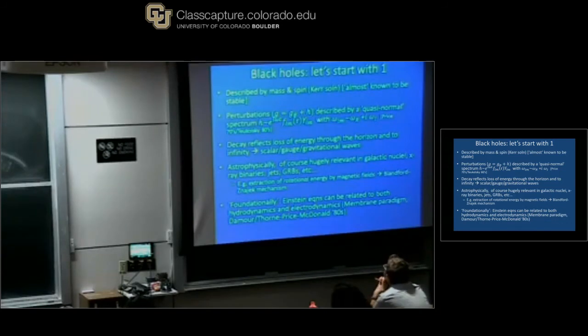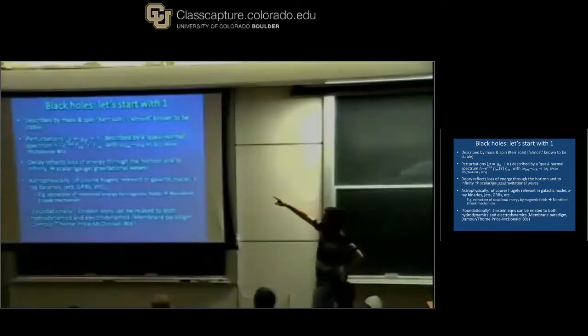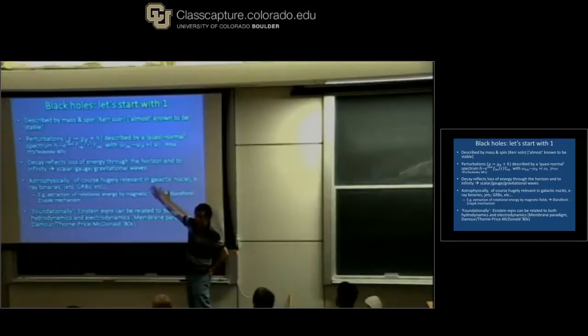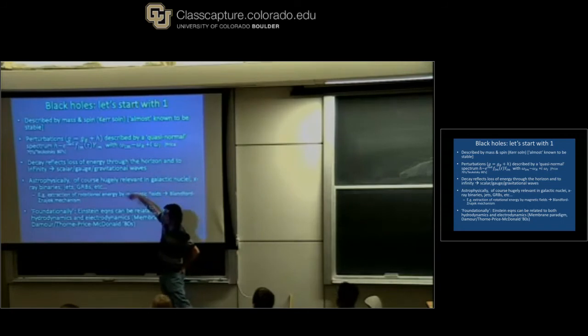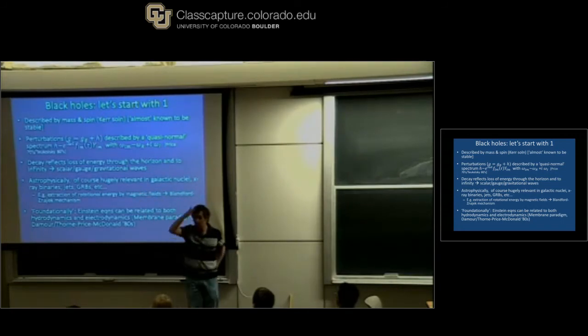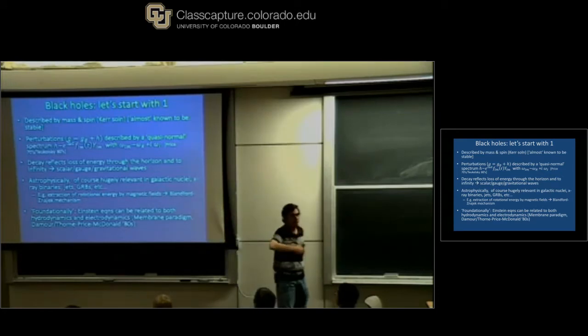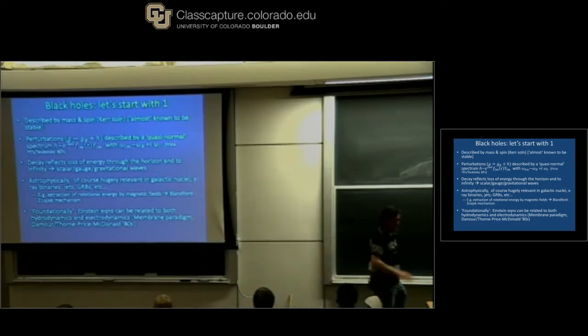But with this approach, we understood that the perturbations are described by something called the quasi-normal modes that have both real and imaginary parts, so there's something that oscillates and decays. The decay has to do with the fact that energy is being lost into the horizon and out to infinity. If there were no energy lost, we would have just normal modes, and we would have just the oscillation part.